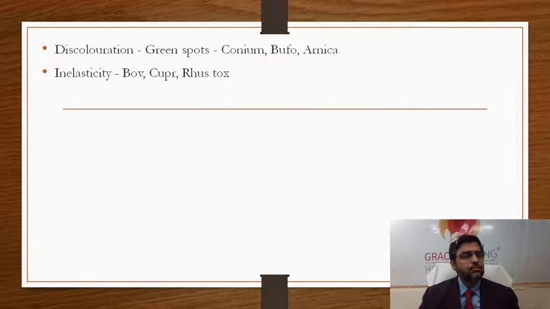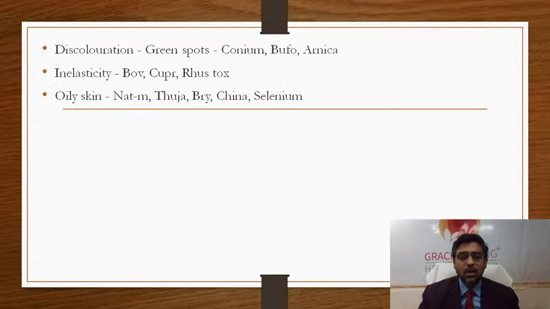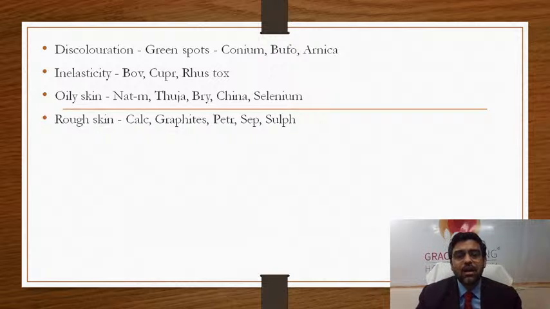Or for example, skin which has had a lot of sun exposure. Age spots appear, and when the melanin becomes clumped or is produced in high concentration, the skin also becomes dark. So Dr. Meera says Carcinosin, Silicea, Dr. Bangi says Sulphur, Dr. Sarita says Alumina. In my experience, what I have seen in my practice, for rough skin you have to remember these remedies: Calcarea, Graphites, Petroleum, Sepia, and Sulphur. Oily skin, you all also know: Natrum muriaticum, Thuja, Bryonia, China, and Selenium.